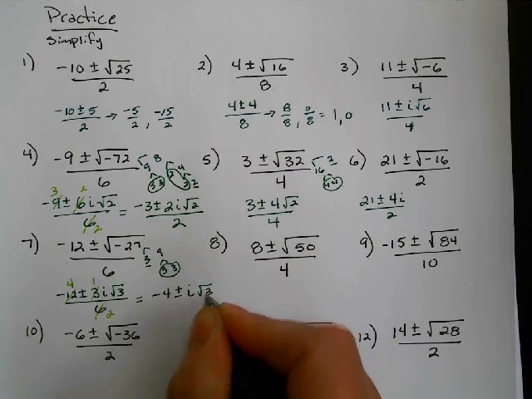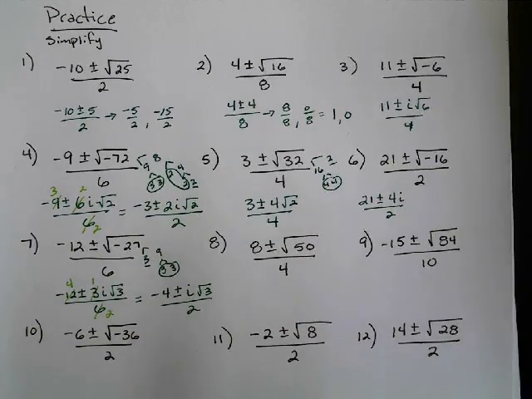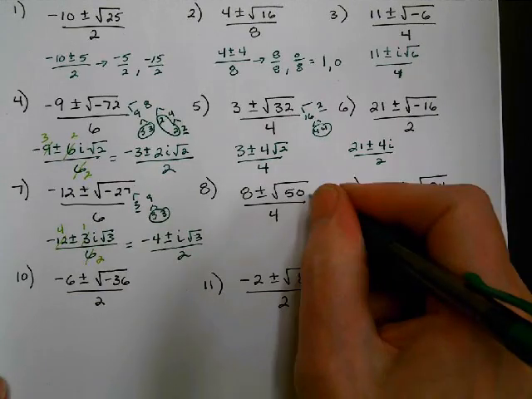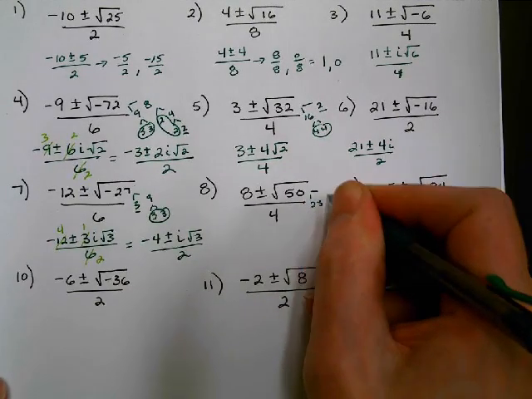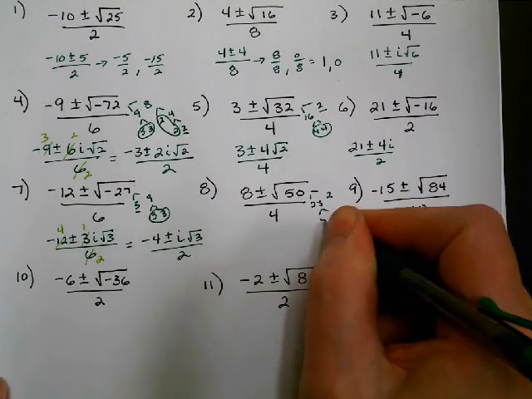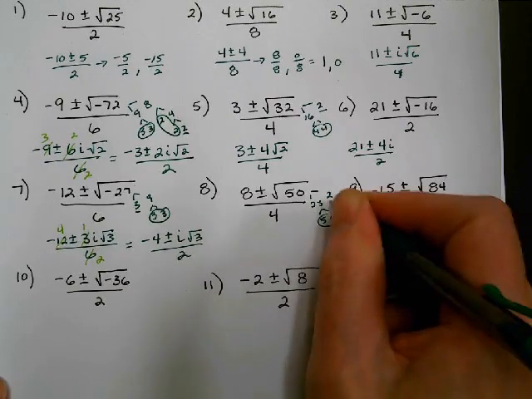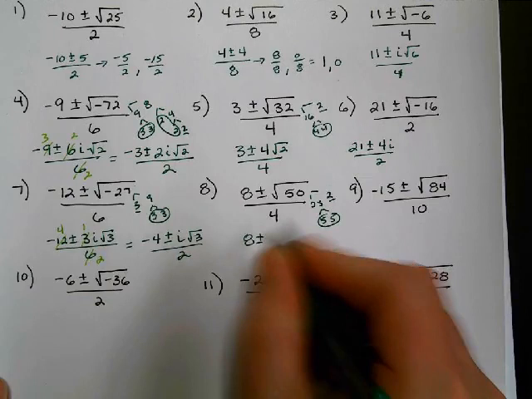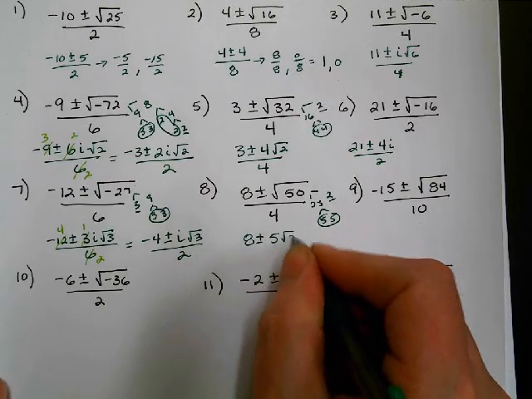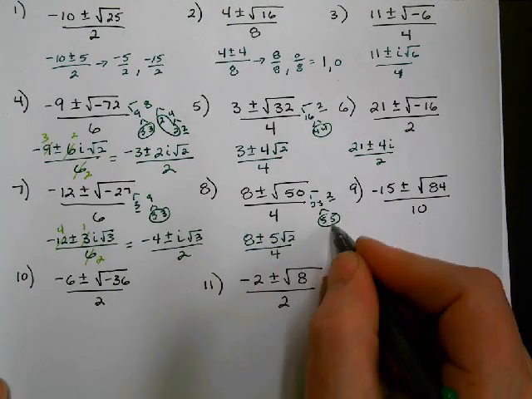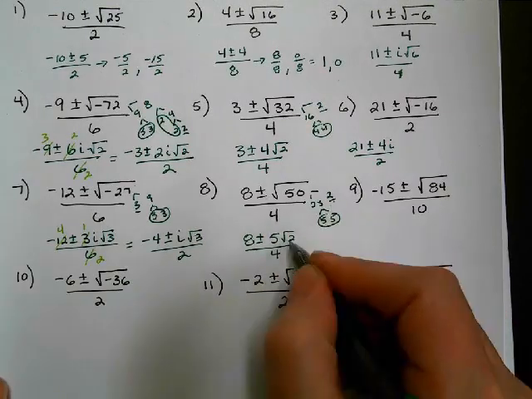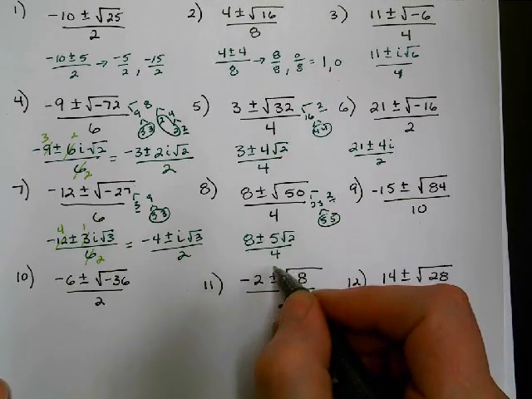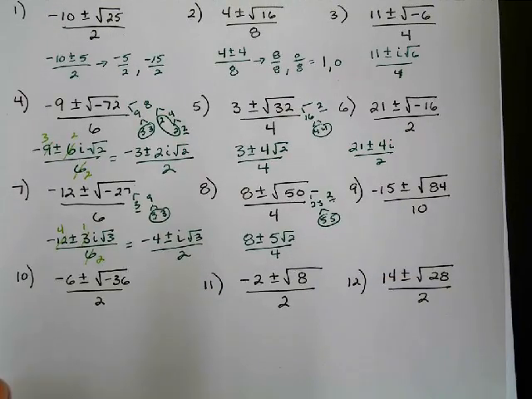Next, 50. That splits up. That's 25 times 2. And 25 is 5 times 5. So I got a pair of 5s, 2 left over. So I'm going to get 8 plus or minus 5 root 2 over 4, because I had a pair of 5s, 2 left over. 8 and 4 reduce, but 5 and 4 don't reduce. So I would just leave it like that. All three numbers have to reduce.